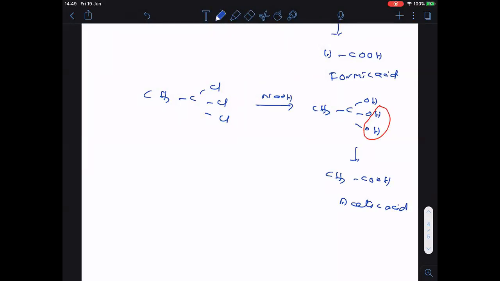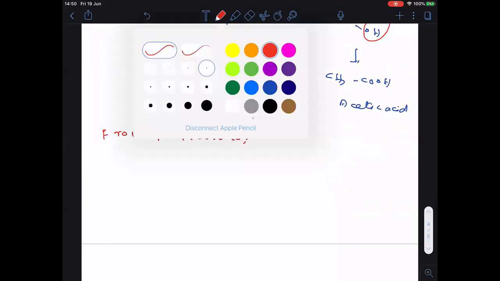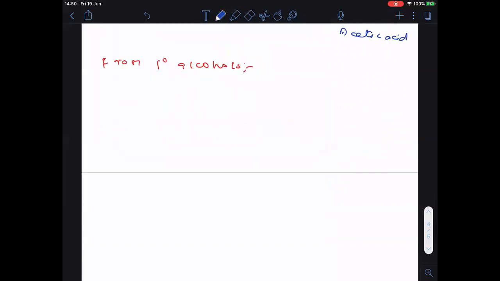Hope you are able to understand, right? Okay, now next we are going to see the next preparation method. The next preparation method is from primary alcohols. From primary alcohols we are going to see. So RCH2OH is there. This is the primary alcohol.